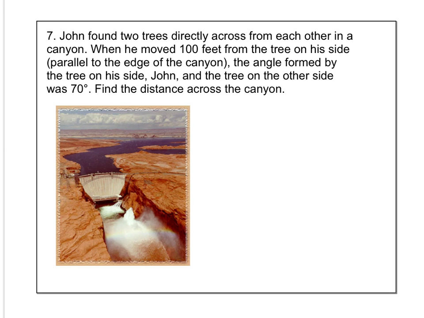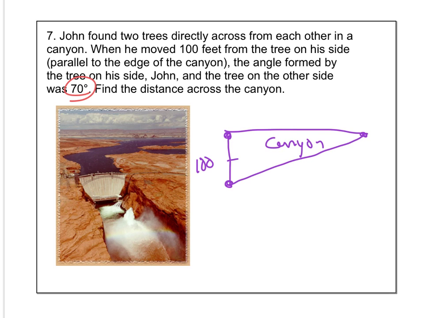So John found two trees directly across from each other in a canyon. When he moved 100 feet from the tree on his side, the angle formed with the tree was 70 degrees. So that means you have a tree here, you have a tree here, and here's the canyon. Then he moved 100 feet this way, and he figured out that this angle created is 70 degrees. So he went perpendicular. So then he wants to figure out what is this distance across the canyon.